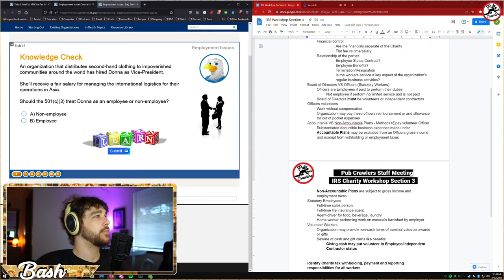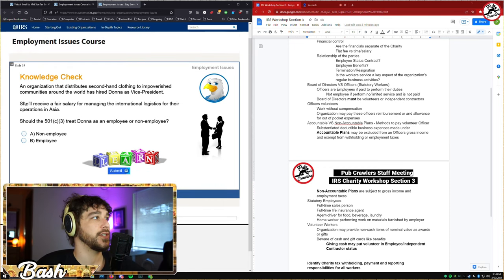Wait. As vice president, that means she's an officer. Well, she can be either a non-employee or an employee. She gets paid, so she can't be unpaid. Well, she makes a fair salary, but she's also been donated secondhand clothing. No, that's just what the organization does. Oh, she just manages the logistics in Asia. Oh, yeah, then that's definitely an employee. And she's paid a salary for it. I would say that's an employee.